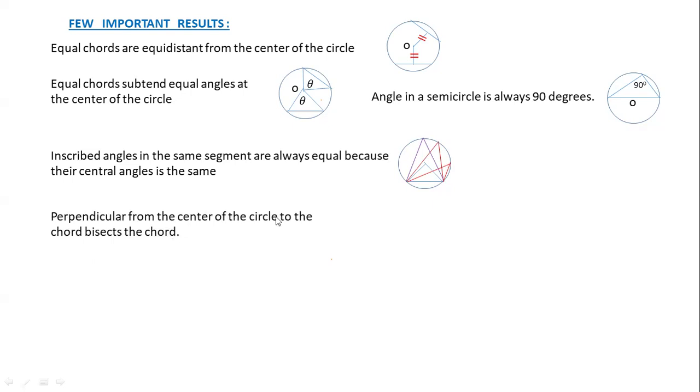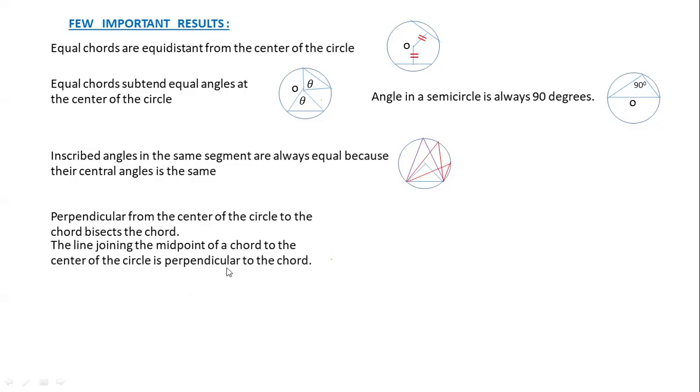Perpendicular from the center of the circle to the chord bisects the chord. The line joining the midpoint of the chord to the center of the circle is perpendicular to the chord. Same thing, but it's told in a different way.